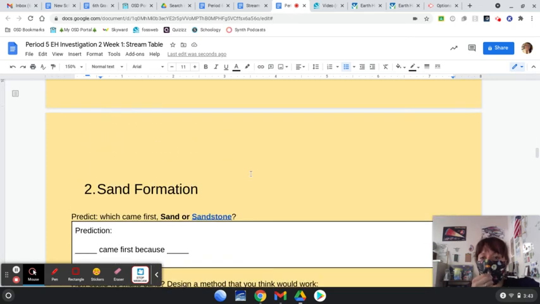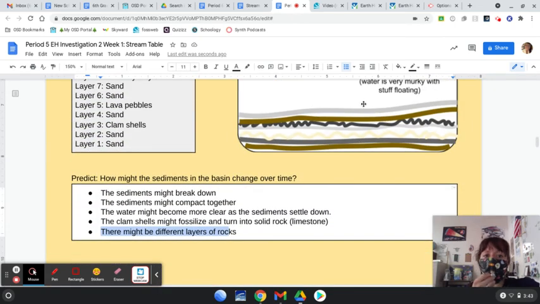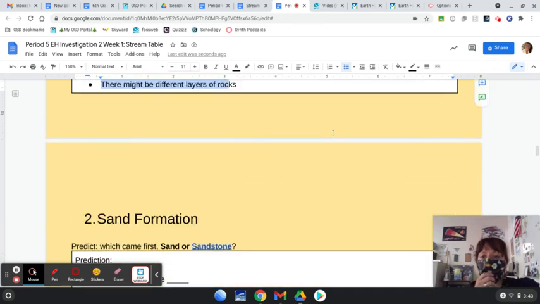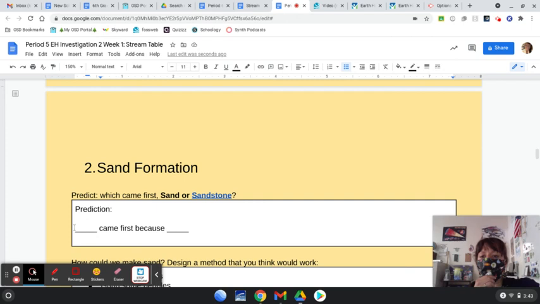Then we started talking about, okay, well, a lot of this was sand, so eventually down the line it would make sandstone. And so we thought, all right, well, if it's a chicken or the egg situation, what comes first, sand or sandstone? And so we thought about that and we made a prediction. We said blank came first because.